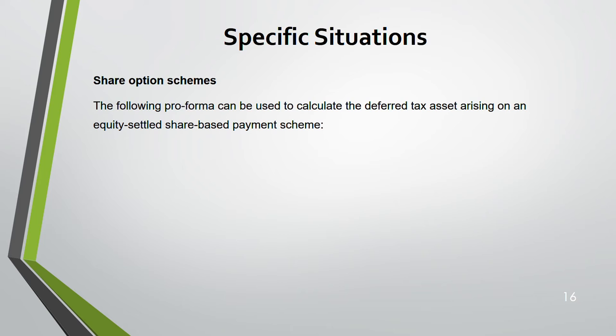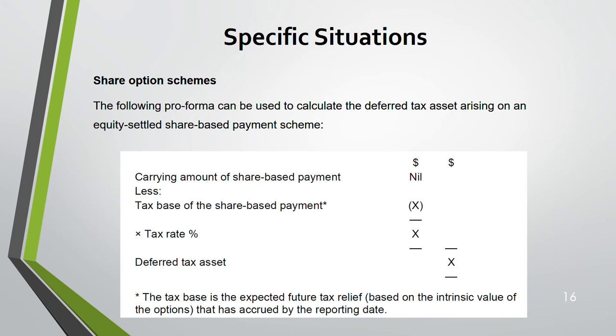If it's an equity settled share-based payment, I've pasted it out for you. So you start with the carrying amount of the share-based payment, which is nil. Deduct your tax base. And your tax base, there's a strike mark. Go down and see what it means. The tax base is the expected future tax relief. That means it is based on the intrinsic value of the option. Then multiply by the tax rate and find the deferred tax asset.